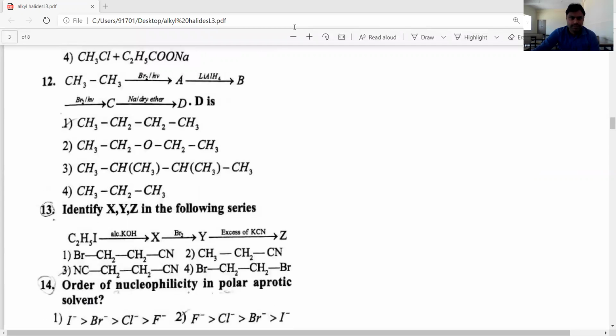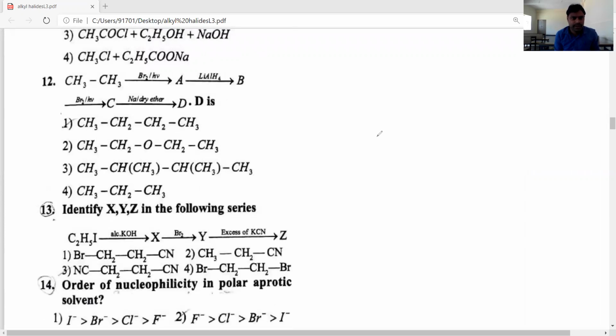12th question, dear students. It is also very easy, and it is just the application of different named reactions. The first one is free radical substitution reaction. CH3 bond CH3 reacts with bromine in the presence of sunlight, forms ethyl bromide CH3 CH2 Br, or 1 bromoethane. This is a free radical substitution reaction.